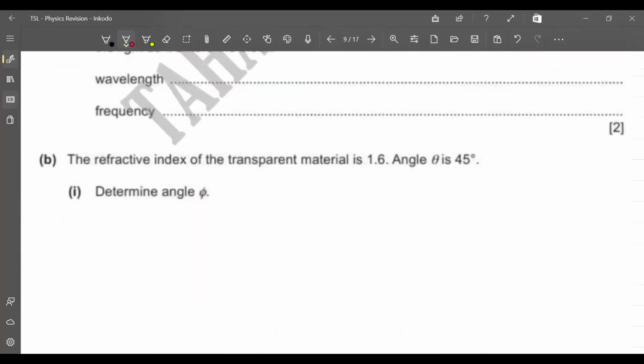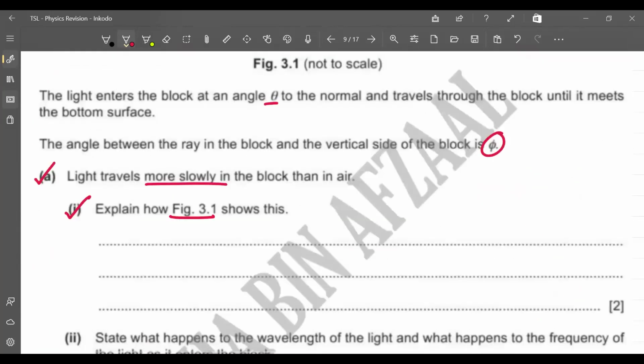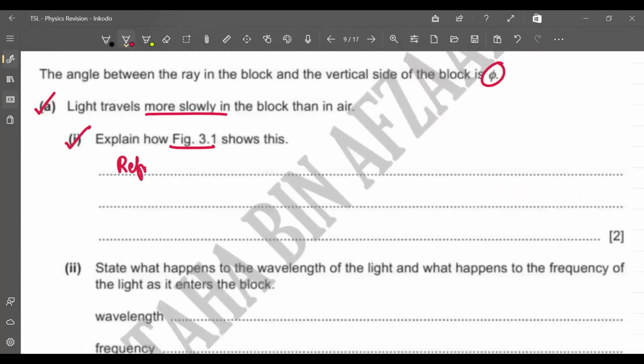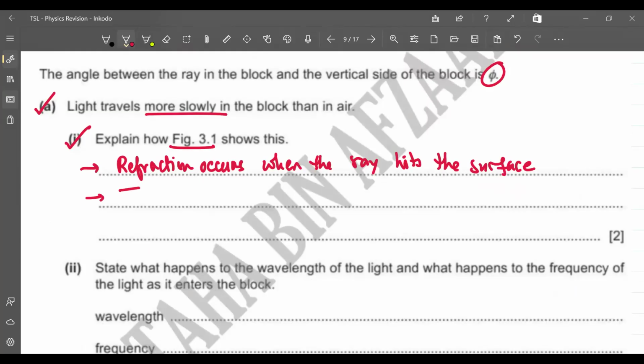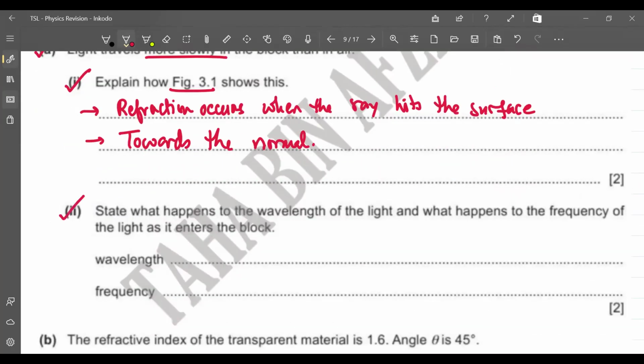आप इसकी marking scheme भी पढ़ते हैं, बट आप देखोगे refraction occurs when the ray hits the surface. इसका एक मार्क. एंड फिर बताना होगा कि it is towards the normal या away from the normal. It is towards the normal. This means the speed slows down. Speed कम हो जाती, speed decreases.